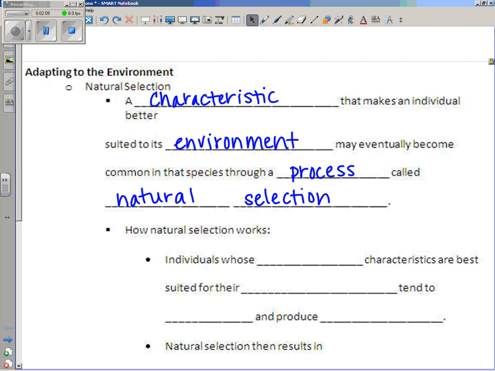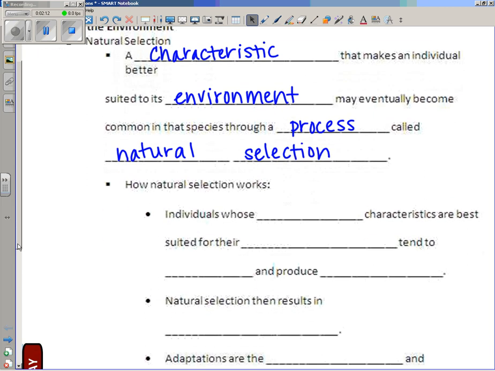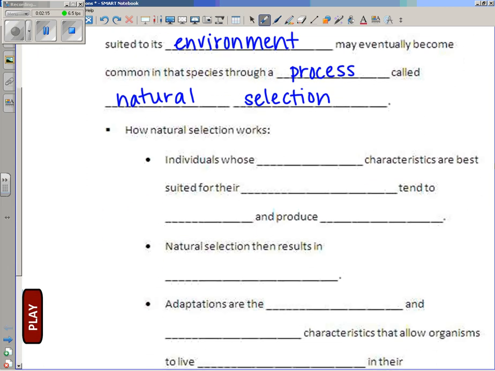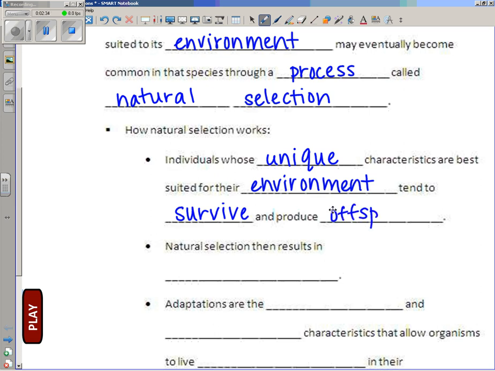Individuals whose unique characteristics are best suited for their environment tend to survive and produce offspring. And we said that offspring is the fancy word for babies. So they're able to survive and have babies or offspring. And natural selection then results in adaptations.